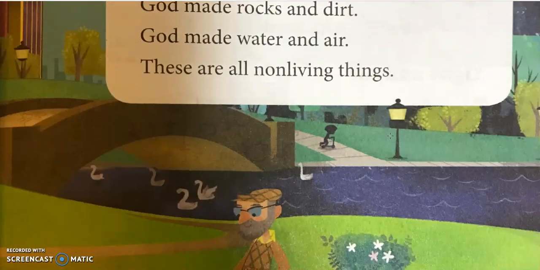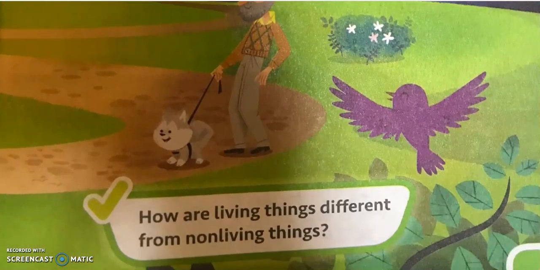Okay. Then a question. How are living things different from non-living things? How are they different? Who can answer my question? Yes. So living things must have what? Yes, food, water, air, and space. And what do living things do? They grow and change. Right, but non-living things do not. That's the difference.